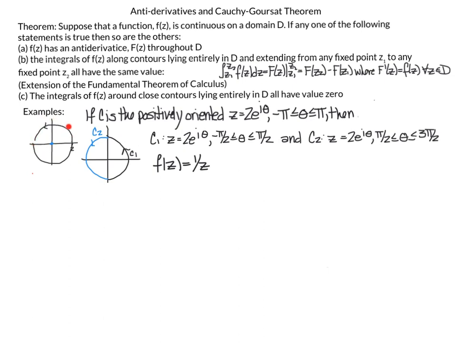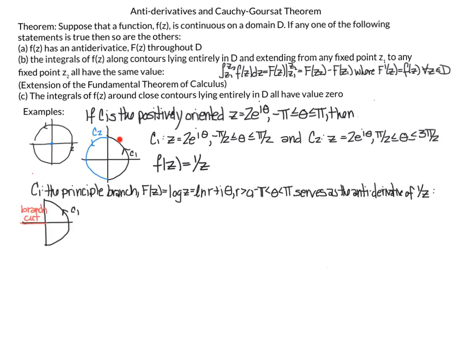we can break this circle into two curves. We can integrate over C1, the right half of the circle, and then integrate C2 using a different branch cut. So for our first curve, C1, the right-hand side, we can use the principal branch because it doesn't intersect the branch cut on the negative x-axis, in other words, where theta is exactly equal to negative pi.